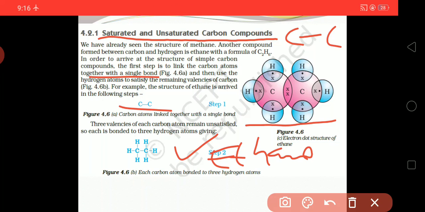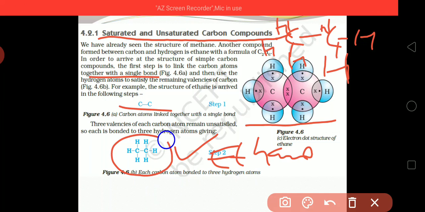Here you can see that two carbons are attached with each other by a single bond, and we are familiar that carbon contains four valency. How many? Four. So one valency is already set, and the next three are present. In place of those three we will attach hydrogen. So the structure will be formed this way.